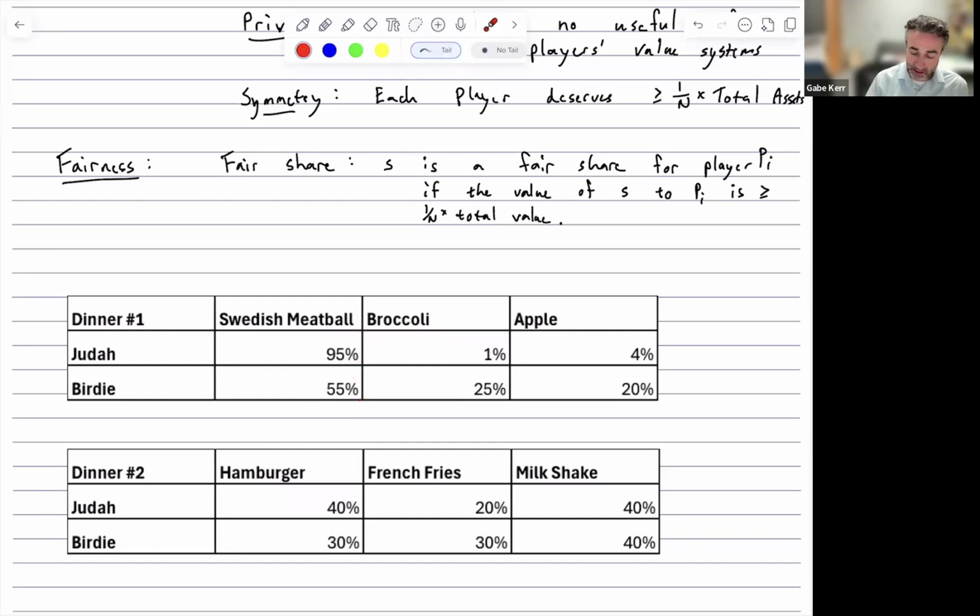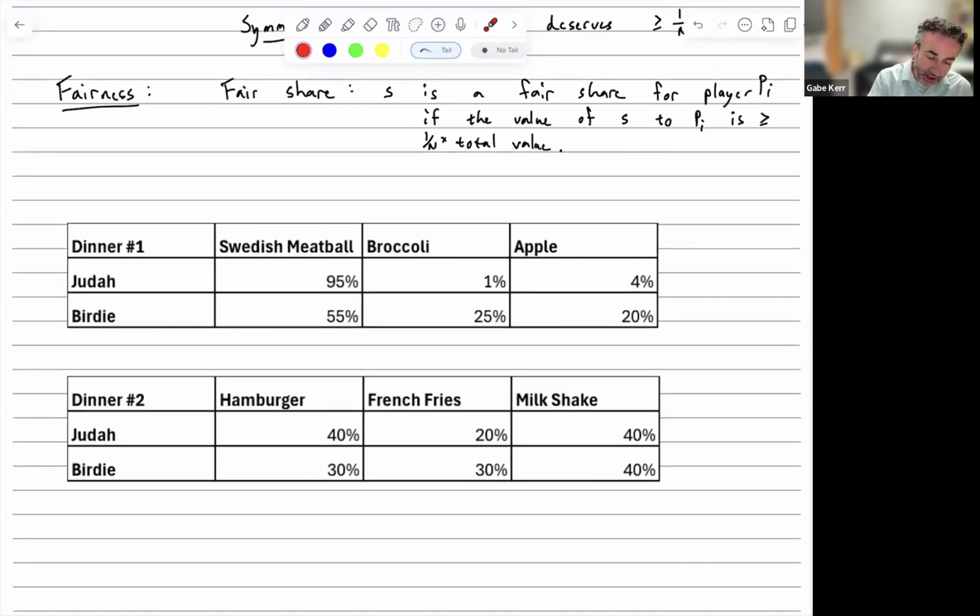Okay, so those are singular assets. But I could say, if I give Birdie both a Swedish meatball and a piece of broccoli, that also is a fair share for Birdie because it is over a half, according to her value system. Okay, great. So a fair share is just something where, if you just had two players, a very simple system, you're looking at something that for each of the individual players has at least 50% of the value. That would be a fair share for each of them. Okay, great. So that's the idea of a fair share.